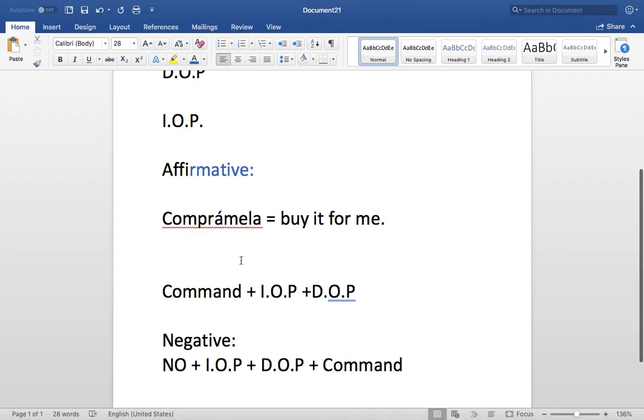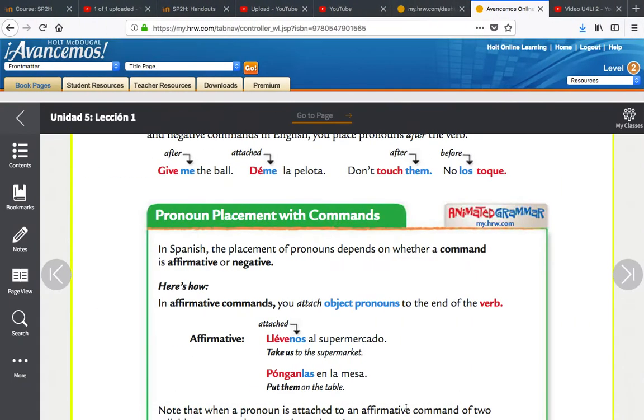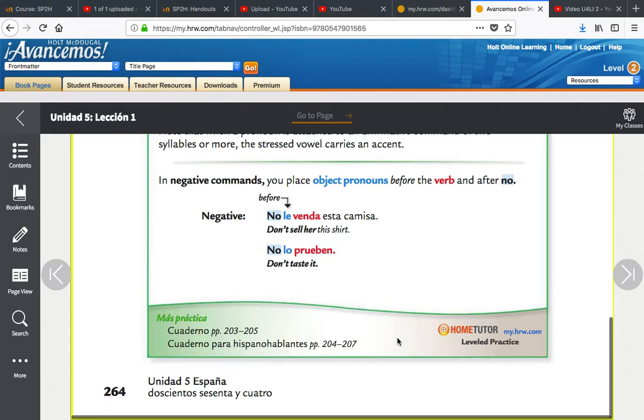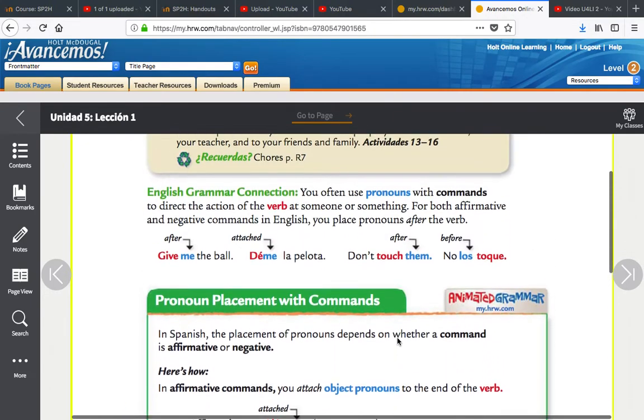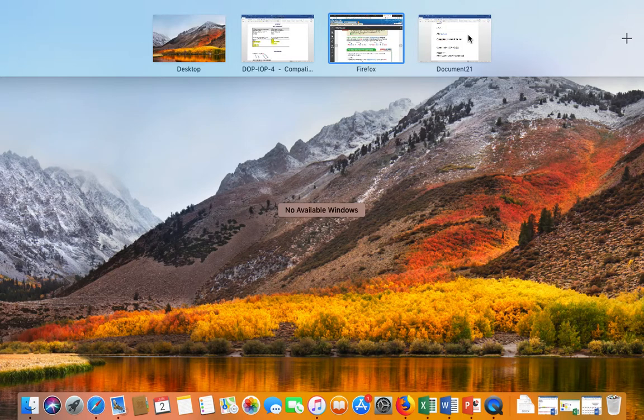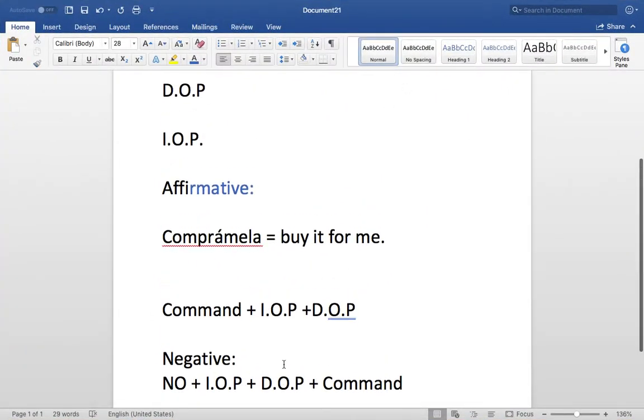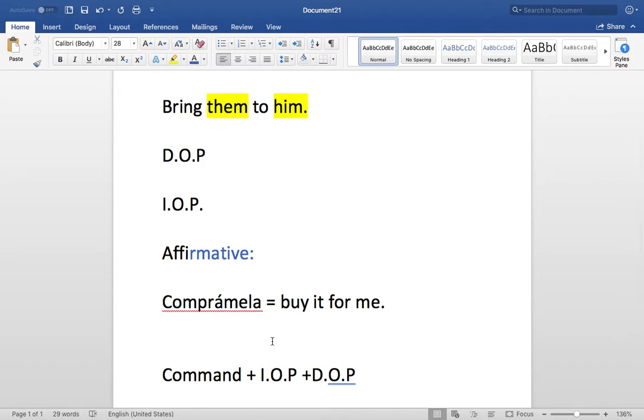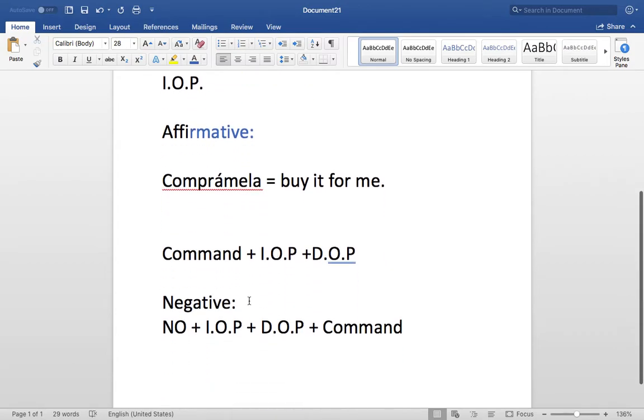Then when the command is negative, remember we do this in contrary to this one right here, but we do not attach, okay? We do not attach that to the command. Give me one second because I don't think we have to. Yep. Okay, yeah, we're going to cover that right now. So let's do the same thing, buy it for me in Spanish. Let's do the same one.